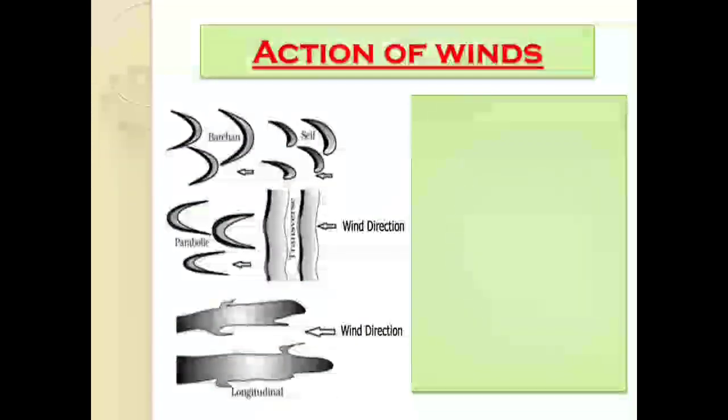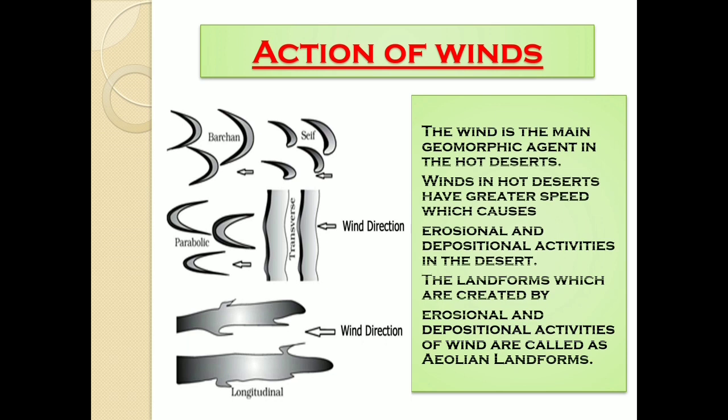Action of winds. You can see here a picture, the diagram. The arrow shows wind direction and you can see the dunes. The wind is the main geomorphic agent in the hot desert. Winds in the hot desert have greater speed, which causes erosional and depositional activities in the desert. The landforms which are created by erosional and depositional activities of wind are called aeolian landforms.